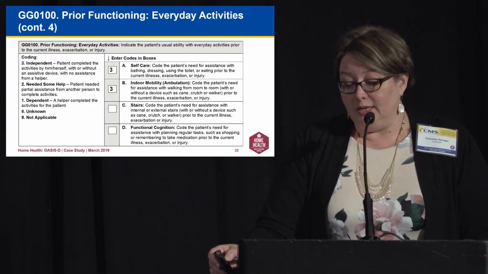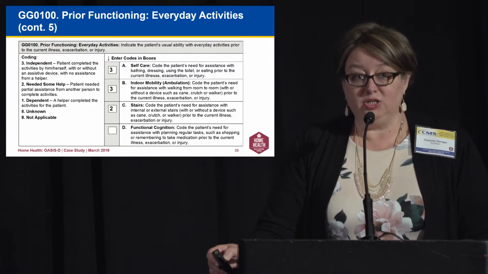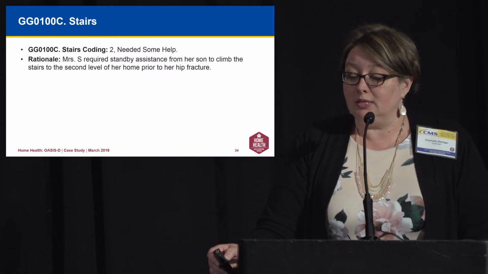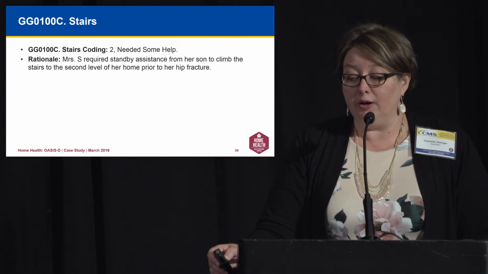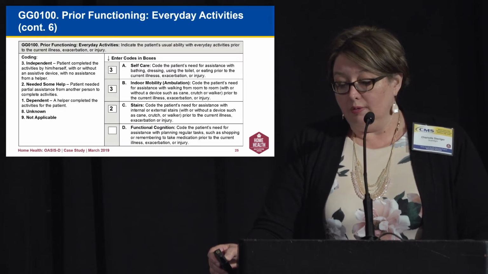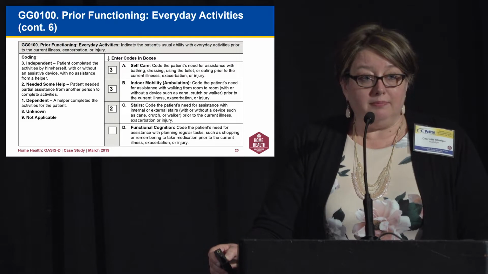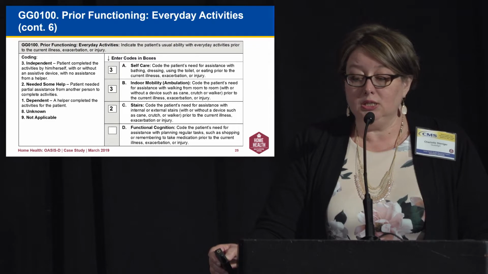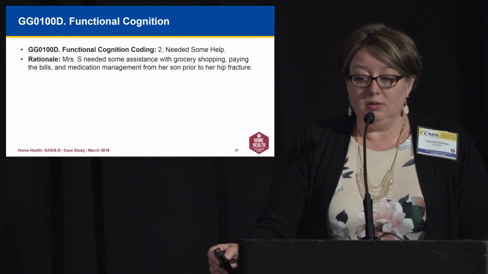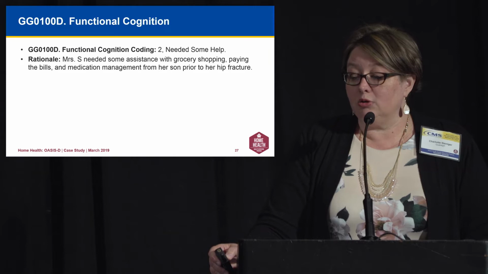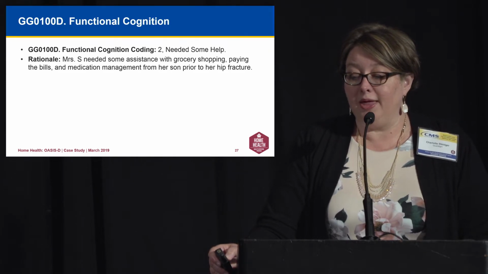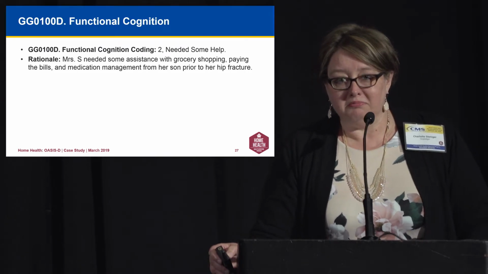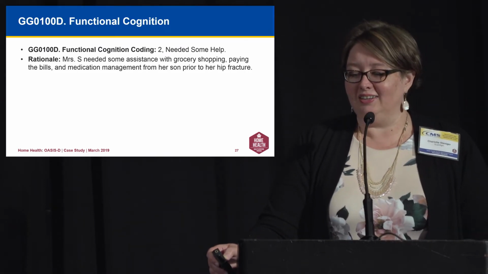And then for C, stairs, we got a 2. Mrs. S required standby assistance from her son to climb the stairs to the second level of her home prior to her hip fracture. And for that final sub-item, D, functional cognition, we got a 2. Mrs. S needed some assistance with grocery shopping, paying her bills, and medication management from her son prior to her hip fracture. How'd we do on that one? Good? Okay, excellent.